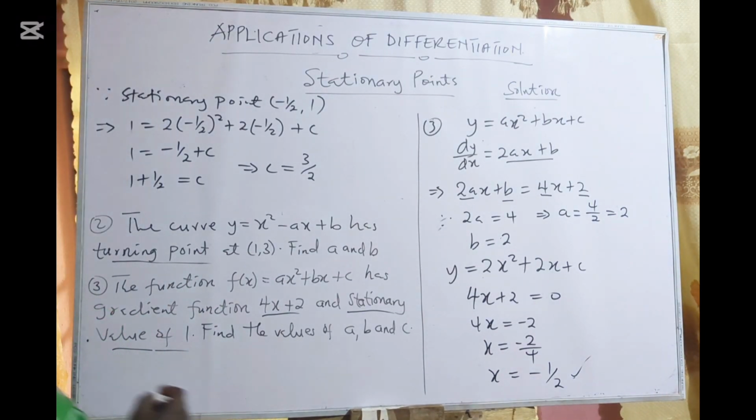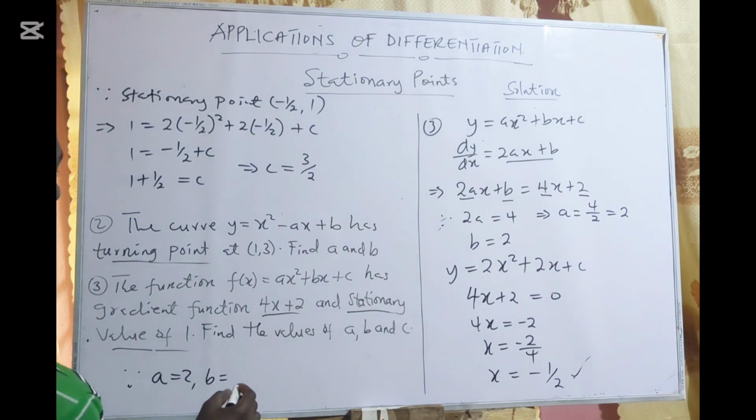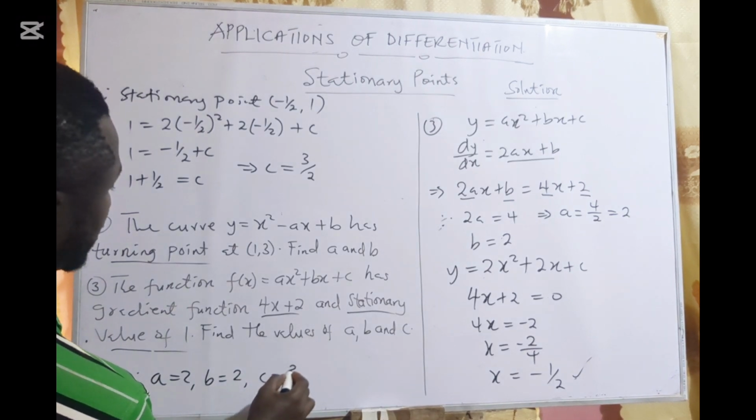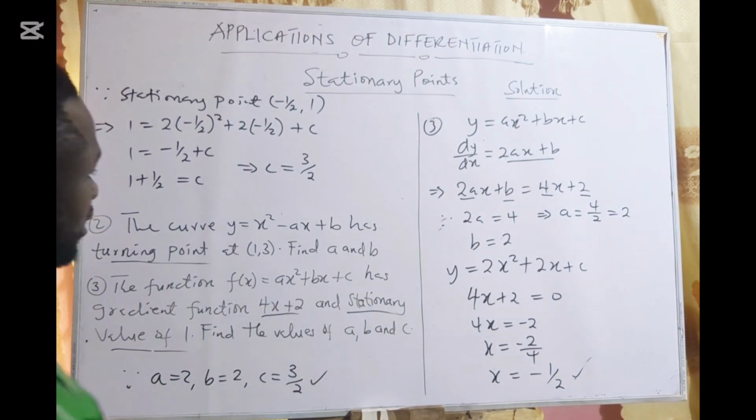So we can say that therefore our a is 2, our b is also 2, and our c is 3 over 2. I believe you get it.